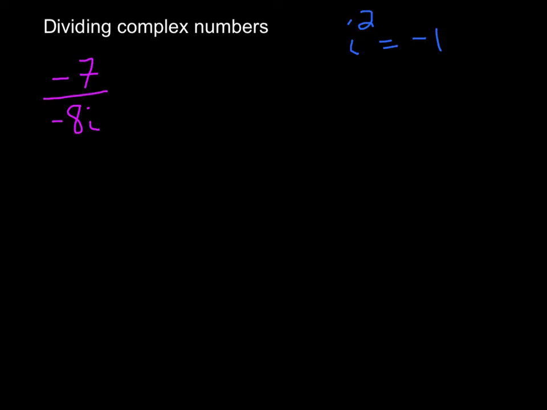I don't need to multiply it by the 8 or anything. That's not going to change what I need to do on it. So all I'm going to do is multiply, and when you multiply, you have to multiply top and bottom by just a plain old i. Okay? Alright, so that's going to give me -7i all over -8i squared.